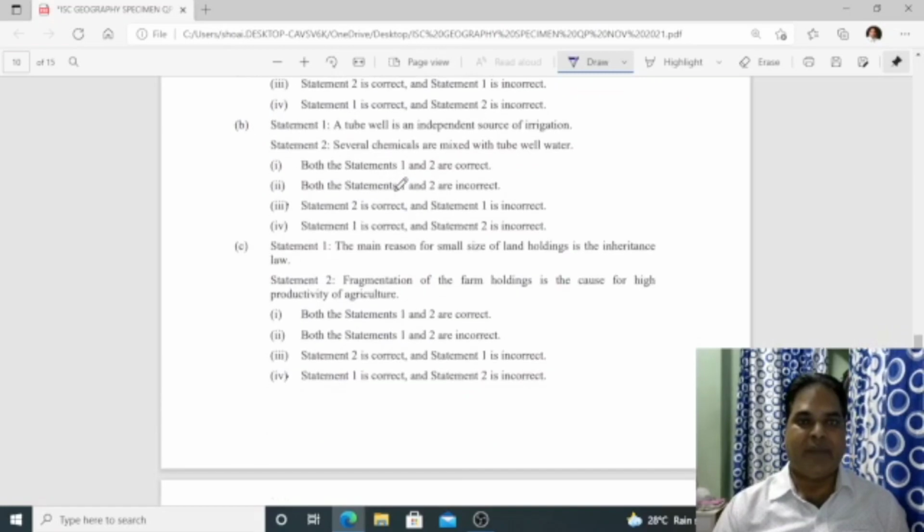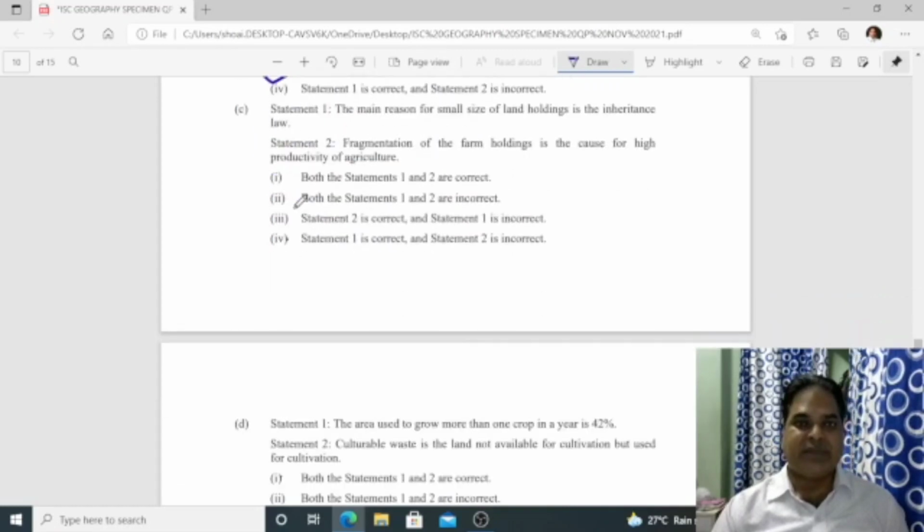Okay. B. A tube well is an independent source of irrigation. Several chemicals are mixed with tube well water. So accordingly, statement 1 is incorrect and statement 2 is correct. Okay, this number 3 is correct. Okay, statement 2 is correct and statement 1 is incorrect. Okay, number 3 is the correct option.